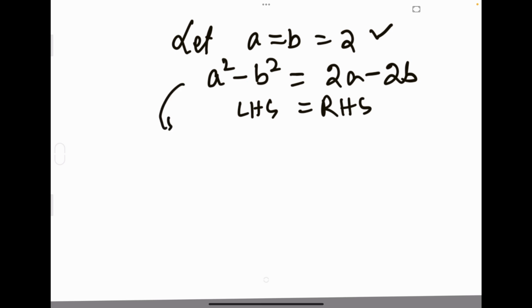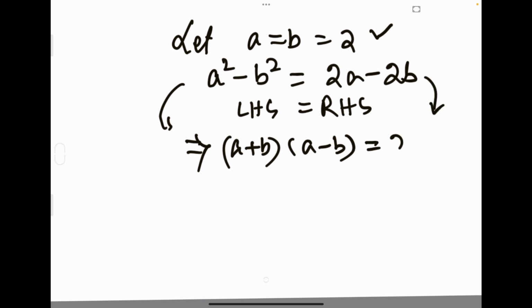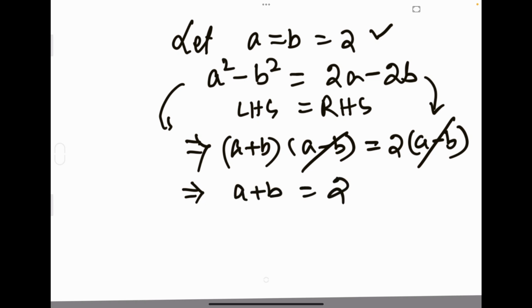Now from here what I can write, I can expand this a square minus b square formula, you know, in mathematics, (a plus b) into (a minus b). So that will be equal to, on the right side we take 2 common, so you'll get 2 into (a minus b). Now you cancel a minus b from the left hand and right hand side. So ultimately you get a plus b equal to 2.